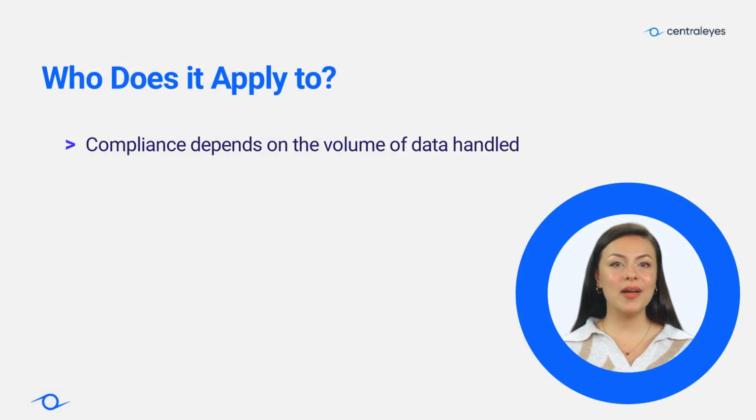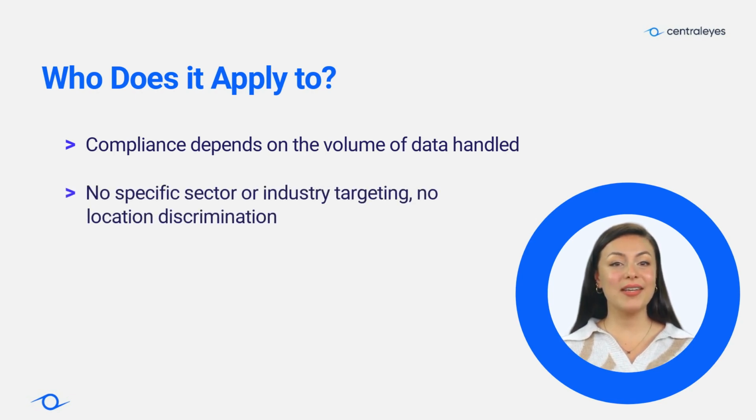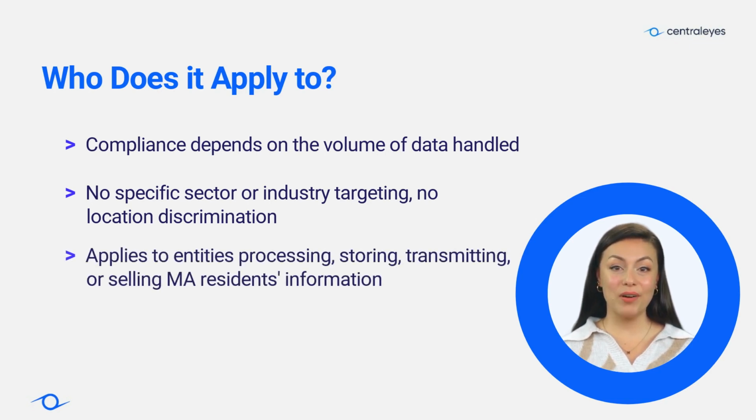The extent of compliance with the Massachusetts Data Privacy Law depends greatly on the volume of data an organization handles. The law does not specifically target any particular sector or industry and does not discriminate based on an organization's location. Any entity that processes, stores, transmits, sells, or handles the information of Massachusetts residents is obligated to comply with the data privacy laws of the state.